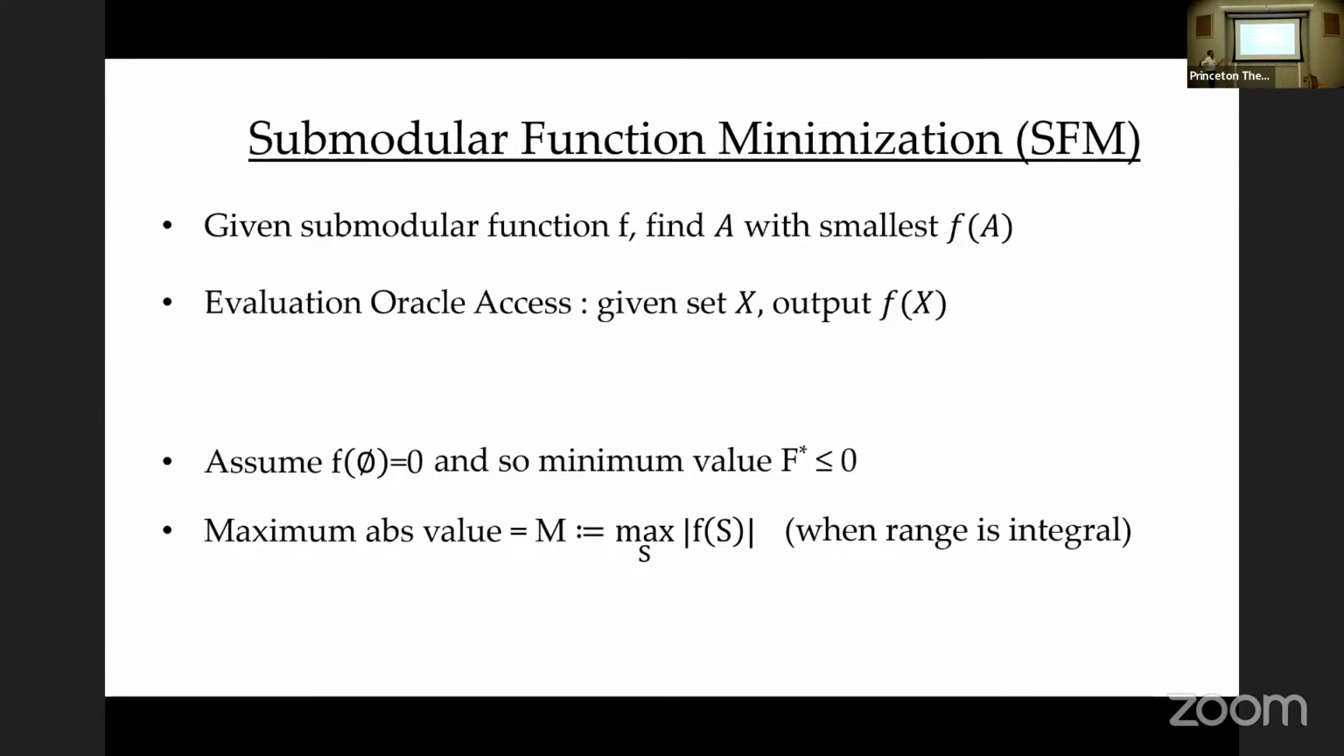Now, of course, if I multiplicatively scale a submodular function, it also remains submodular. So when you see this letter M, and you'll not see it very often, the assumption will be that the range is integer valued. M makes sense if the range is integer valued. And in that case, M is some sort of a scaling factor between the max and min.